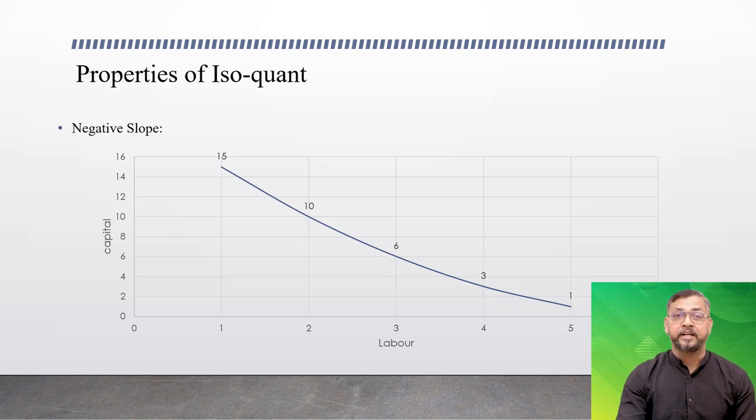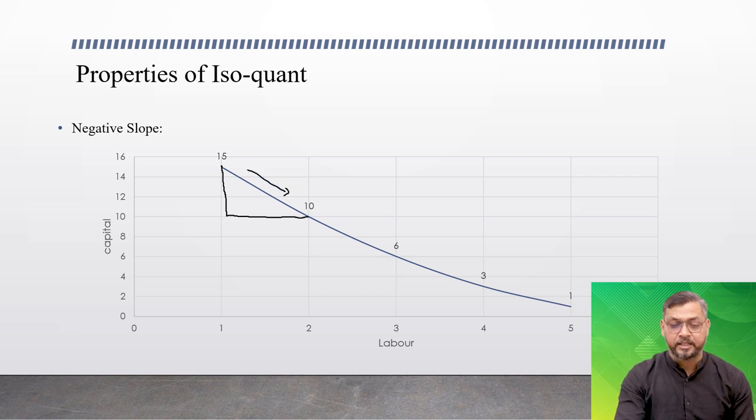After understanding the isoquant curve, let's move to the properties of isoquants. The first property of isoquants is that they are negatively sloped. By negative slope, we mean that as the units of one factor decrease, the units of another factor increase. This is an example of a negatively sloped curve. Initially we have 15 units of capital and 1 unit of labor. As labor increases by 1, capital decreases by 5. That is, if capital is going down, the units of labor are increasing. That is, the slope is negative.